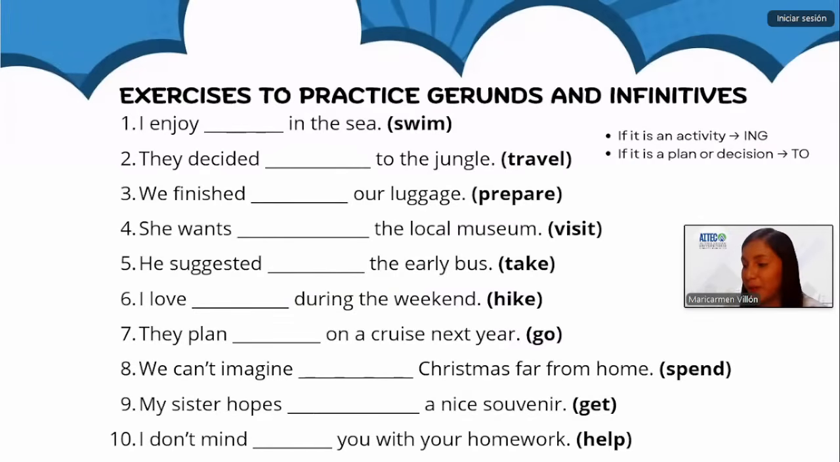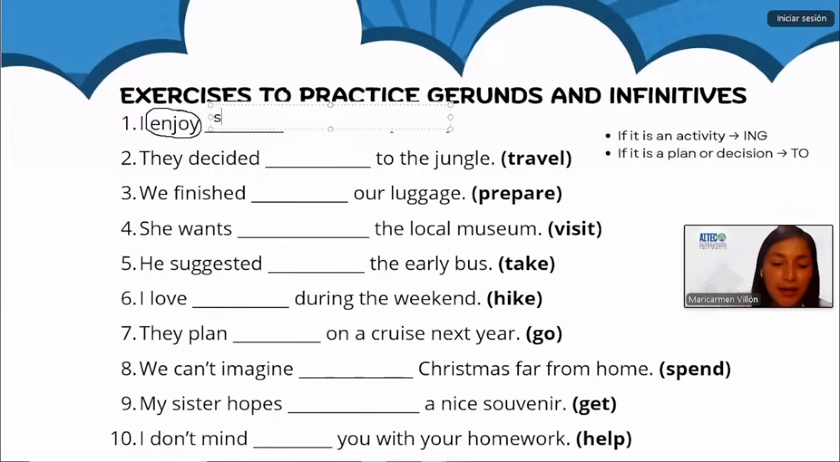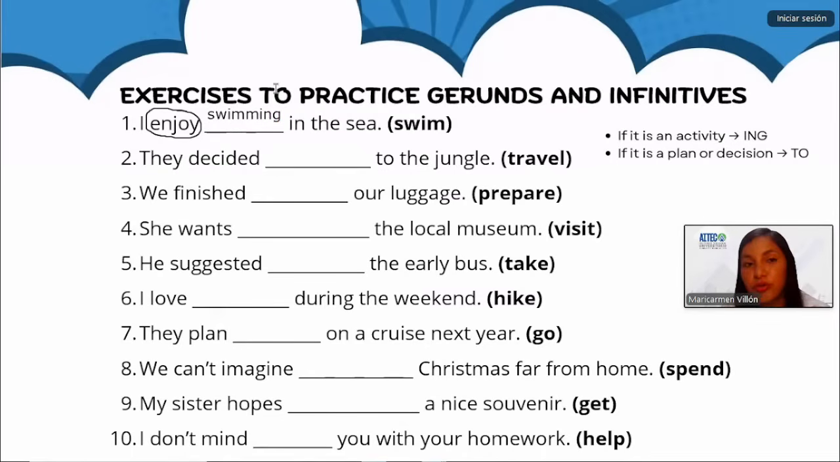Good. Ya estoy leyendo sus respuestas. Sí, cosas que disfrutamos, que nos gustan. Está el verbo enjoy. Voy a agregarle ing al verbo swim, swimming. ¿Ok? Entonces, no es correcto que yo diga I enjoy to swim in the sea. ¿Por qué? Porque ya vimos previamente cuándo utilizar infinitive y gerunds. ¿Ya? Veamos la siguiente.